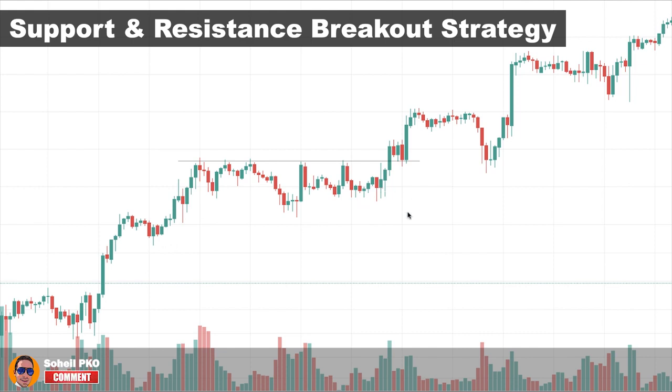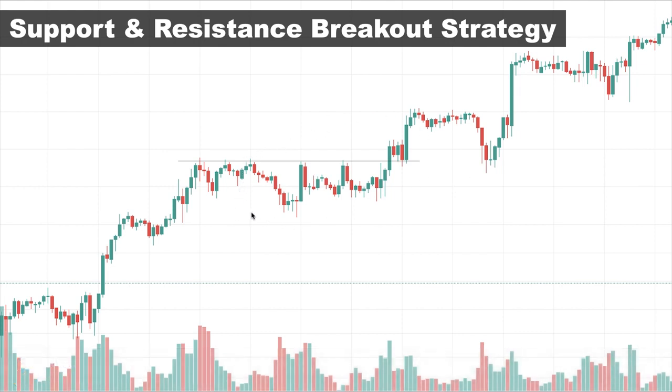I just mentioned that a breakout of a support or resistance level can happen, and we can take advantage of this break to enter a trade. Actually, the breakout strategy is one of the most popular and commonly used strategies in financial markets. Breaking out of a support or resistance level can happen in different situations.